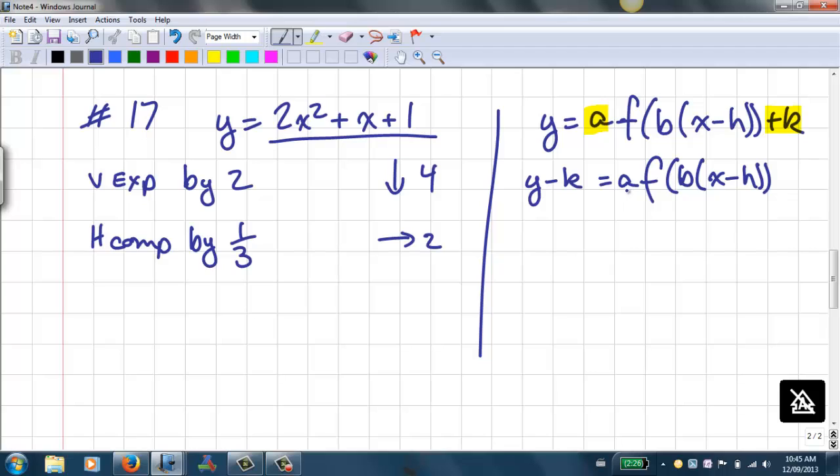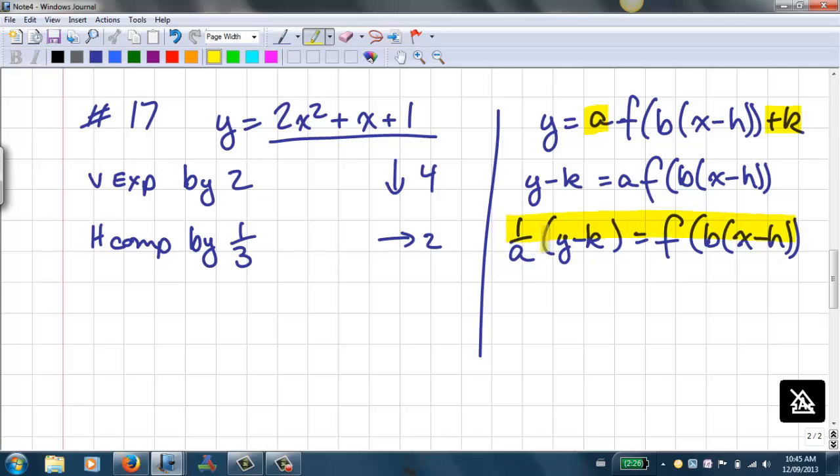And we can divide both sides by a, or multiply by 1 over a, to get 1 over a times y minus k is equal to f of b times x minus h. So I trust that you can see that this and this are the same. They've just been manipulated to move some variables over to the left-hand side, but they do exactly the same thing. They just look different. Okay. So let's go back to this then.